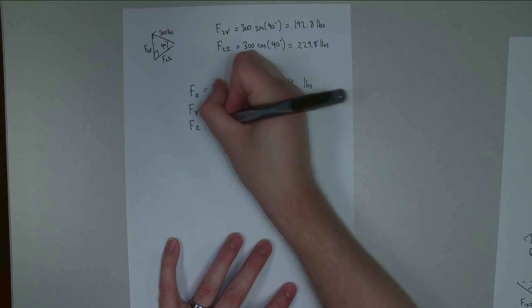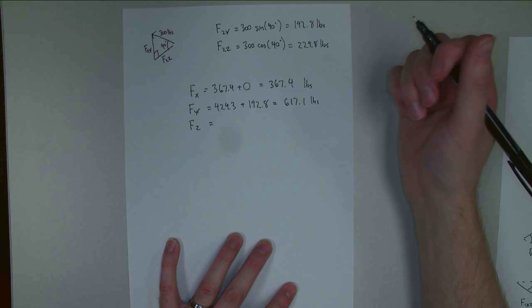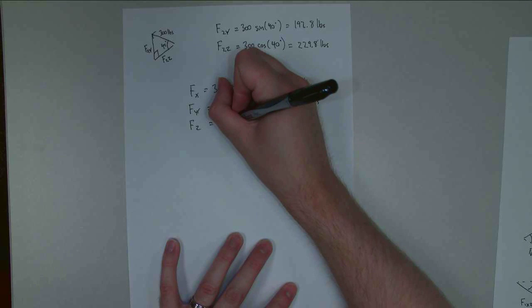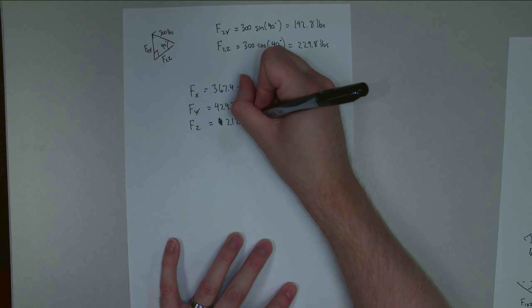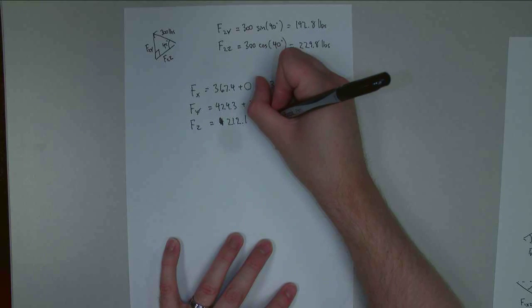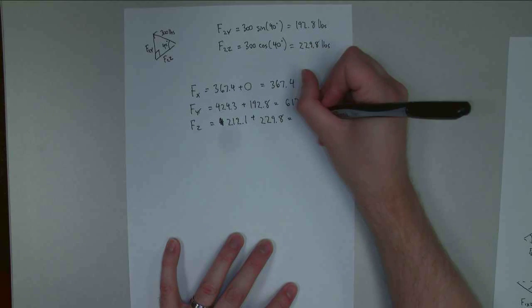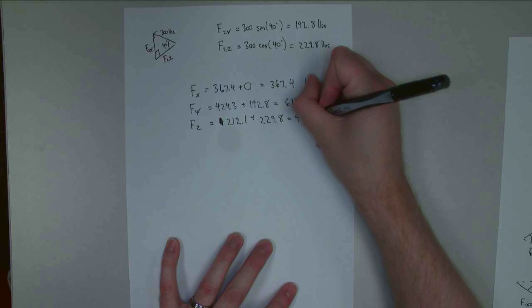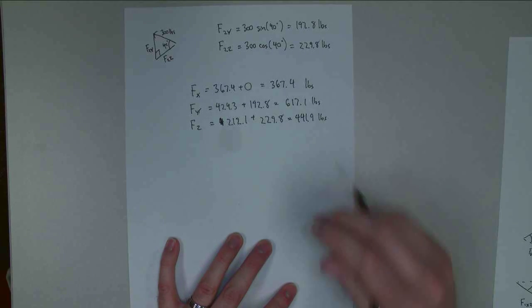In the z direction, I need to add up the z component of force 1 and the z component of force 2. The z component of force 1 was 212.1, and the z component of force 2 was 229.8. So that gives me a total value of 441.9 pounds. Alright, so this is the x, y, and z component of my sum.